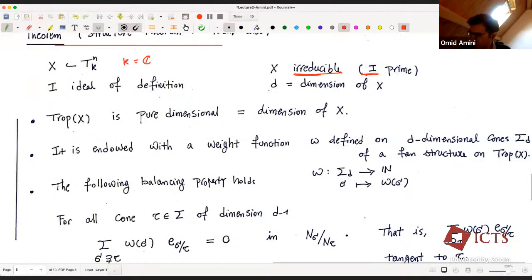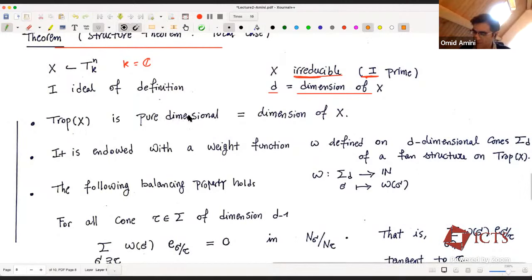Okay, so the first property, the claim in the structure theorem, is that the tropicalization of X is pure dimensional. And as I just mentioned, the dimension is preserved, so it has the same dimension as X, which is this d. And pure dimensional means that you exclude this. I mean, it cannot be the case that a tropicalization has, for example, a set of cones of dimension two, and all of a sudden there is a single ray which shows up. Okay, the dimension is pure.